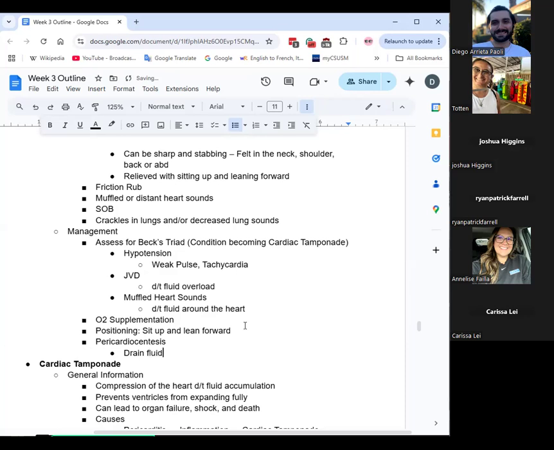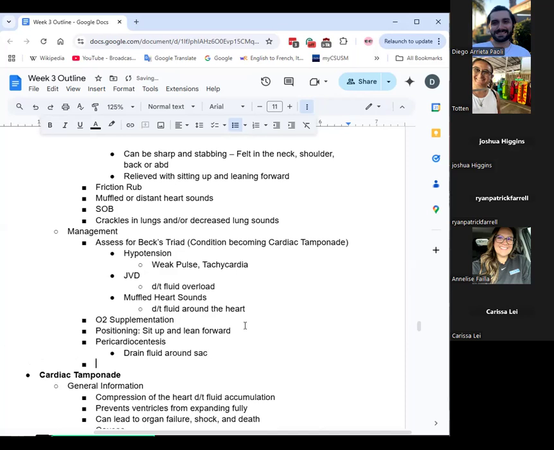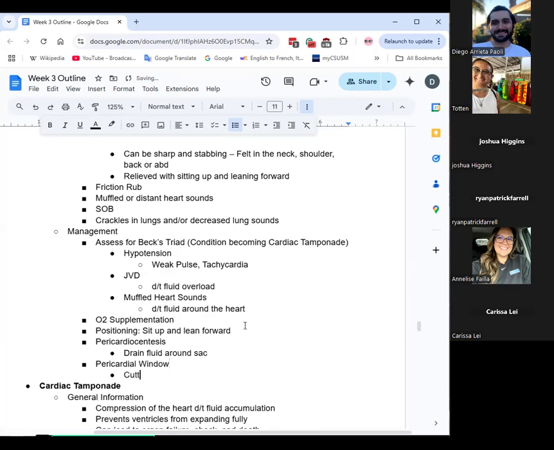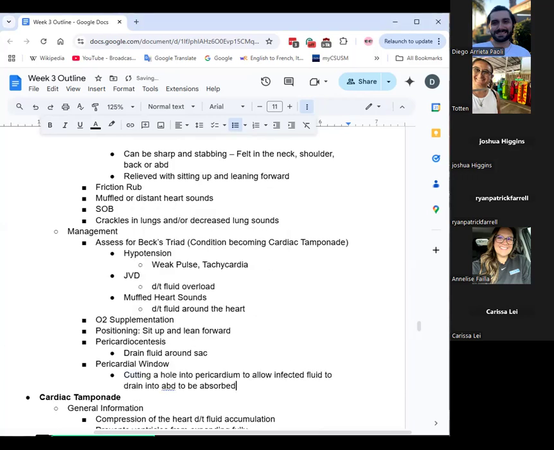The pericardial window, yeah, that could be a way to allow some of that infected fluid to drain. So this is cutting a hole into the pericardium, allowing infected fluid to drain. Boom. Thoracotomy, that kind of goes with the pericardial window. That's essentially what it is. It's a pericardiotomy, which is essentially in that area. Then fluids to pump it forward.